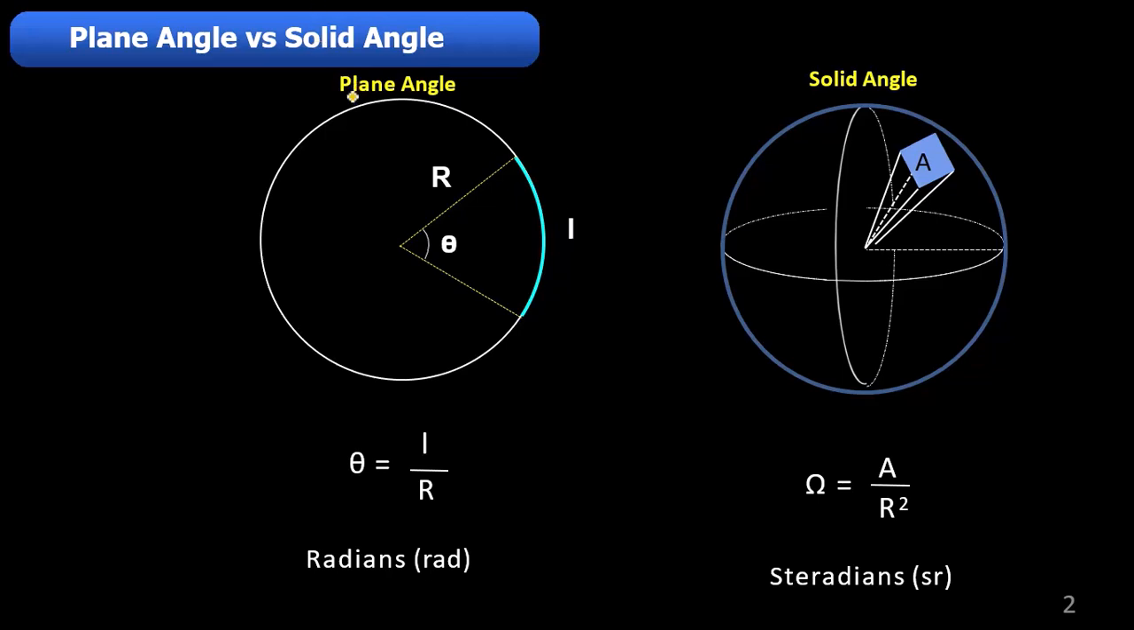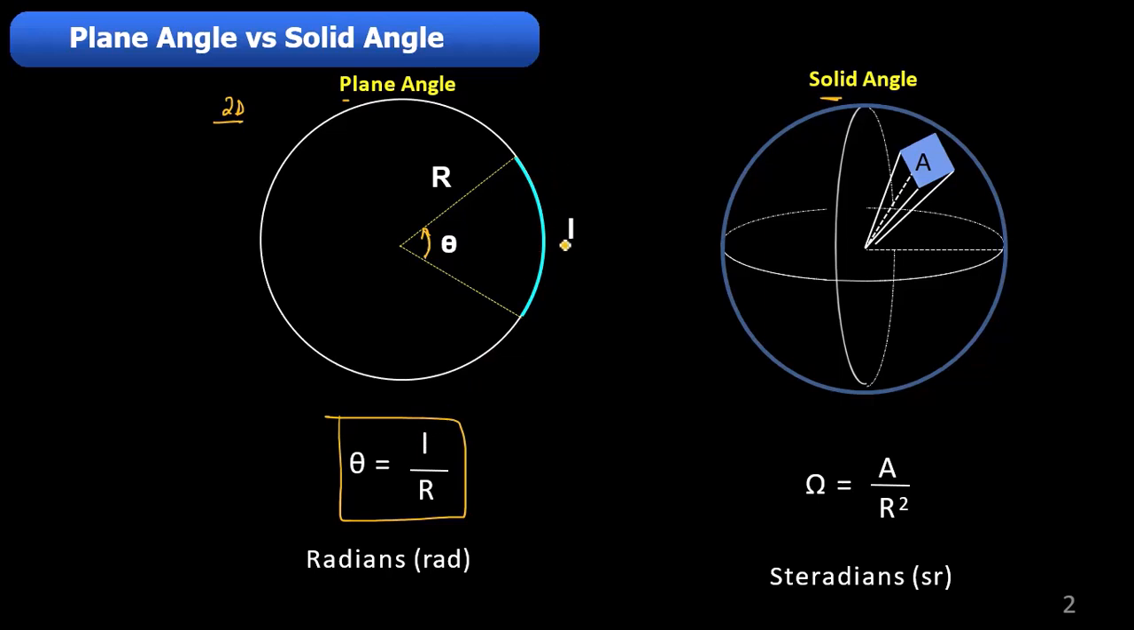So there are two types of angle. One is called the plane angle and one is called the solid angle. Now whenever the figure is a 2D kind of figure, so I can draw this circle on plane paper, that means I am measuring the plane angle. So once I measure this angle, theta is nothing but the plane angle. Now how to measure this theta? Theta should be equal to L by R.